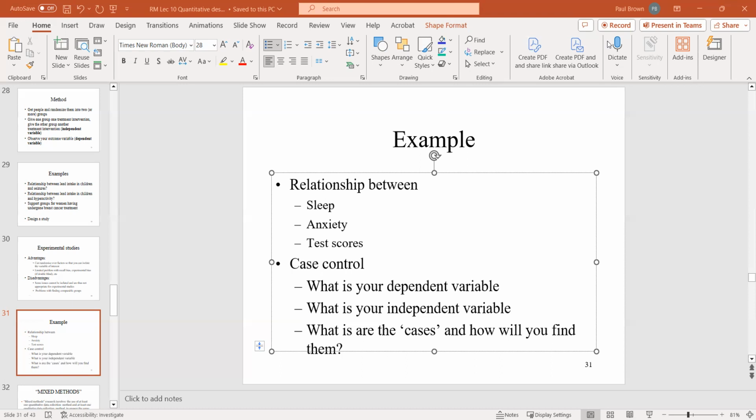scores. So your dependent variable is test score. And your independent variables would be, well, what are the things that predict your test score? So number of hours of sleep. Quality of sleep. What else? Whether or not you have test anxiety. What other factors would be important?